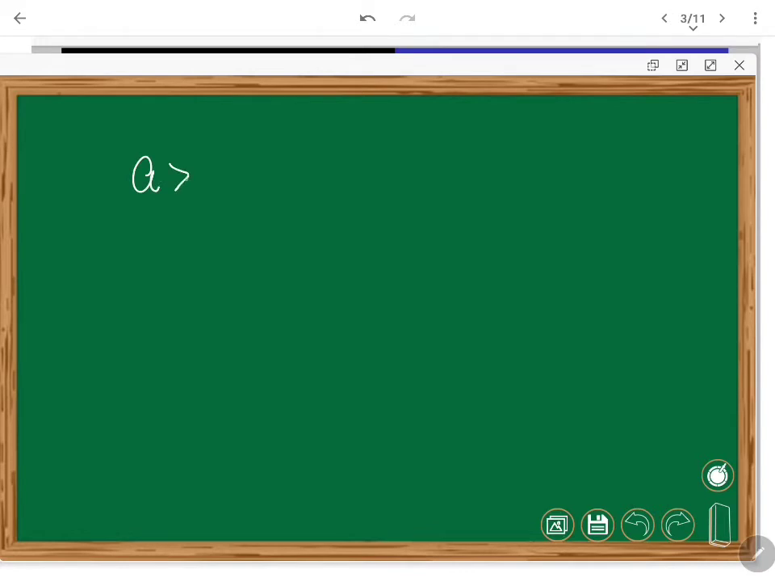So once A is in P, we can use the following notations. If A is in P, we use the notation: A belongs to P, we call that A greater than 0. We'll write it like that. And we will say that A is a positive real number.